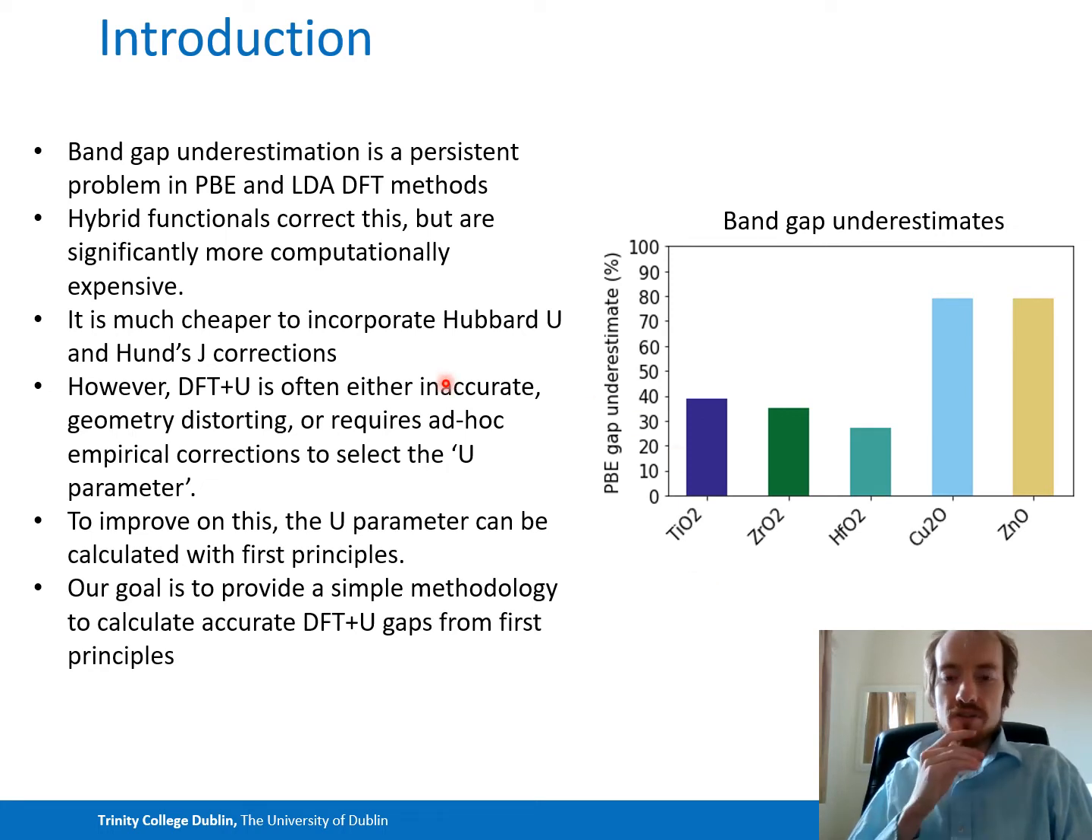A much cheaper option is to incorporate corrections to add on to the energy, such as Hubbard's U and Hund's J. However, this is often either inaccurate or it distorts the geometry, or you have to pick a value that is tuned to your empirical value, to the value that you want, which hampers your ability to discover new material band gaps, and is not broadly applicable between different papers and so on. So we want a simple, first principles methodology that will get you accurate band gaps.